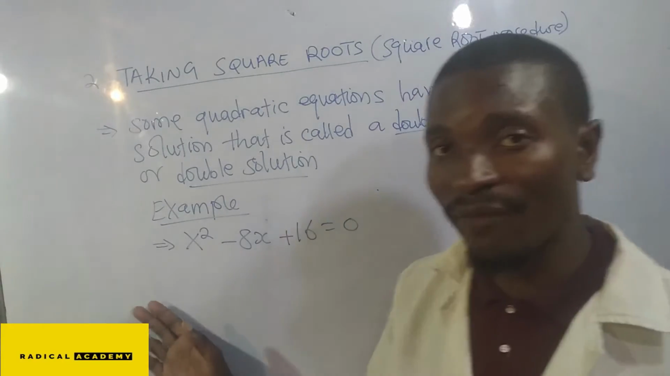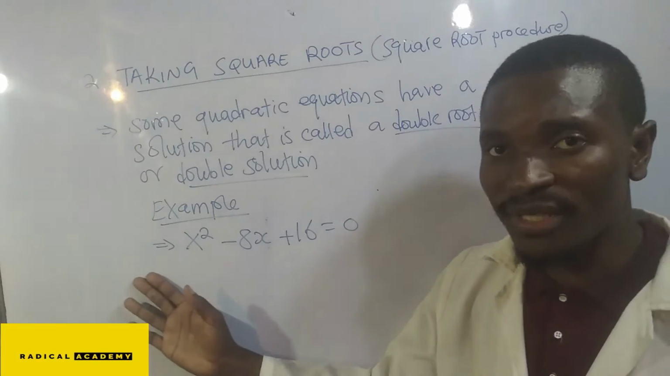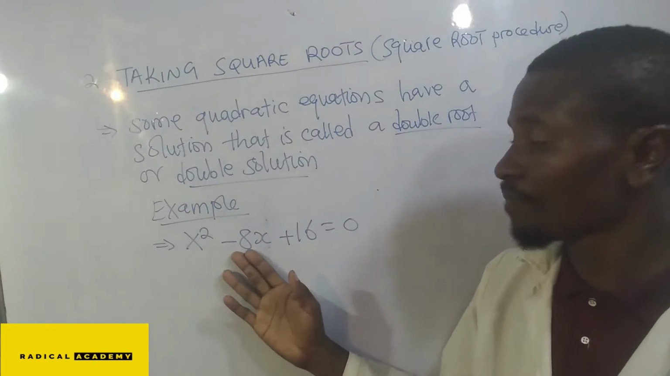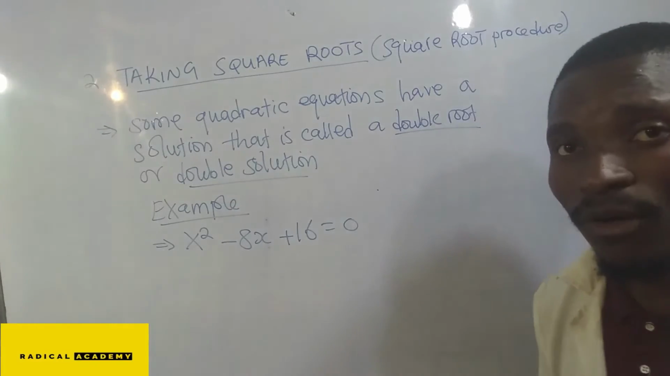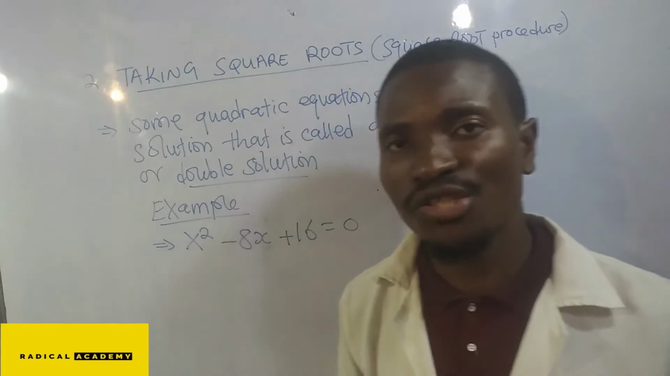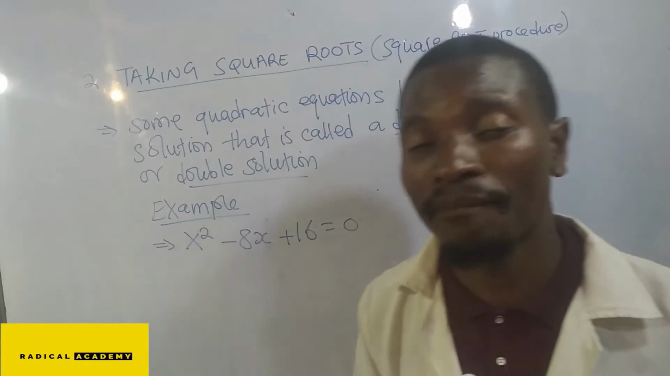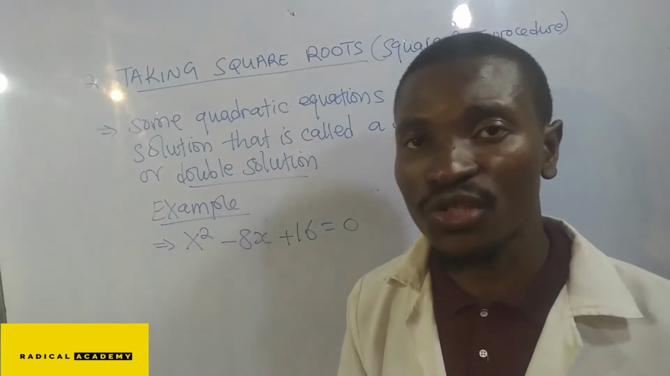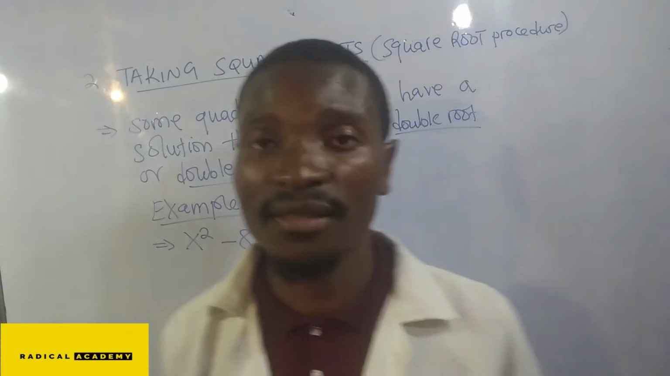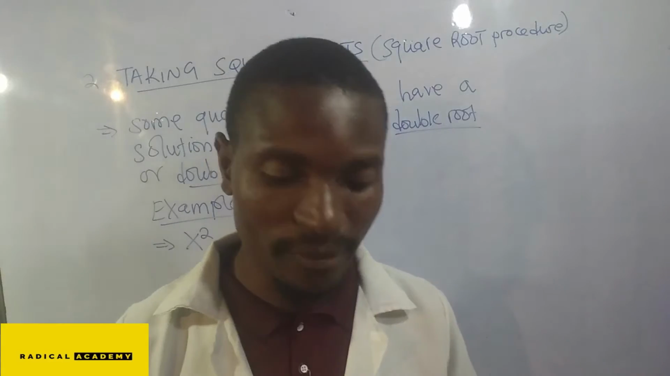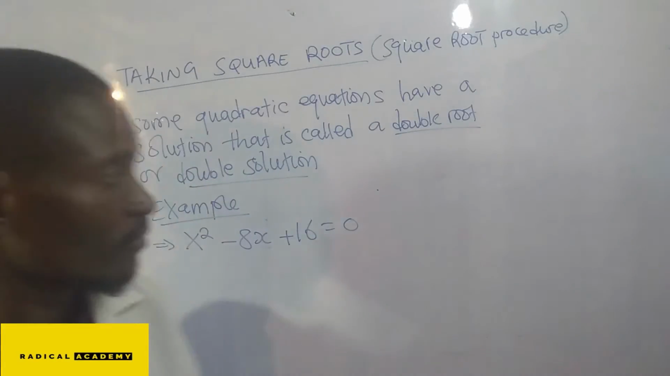Okay, so now I've got an example which says x squared minus 8x plus 16. We are going to first use the factorization method, and then solve and find the value of x. So just stick around and see how we can solve that.